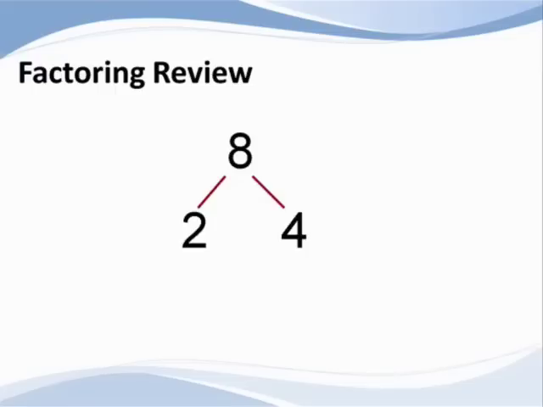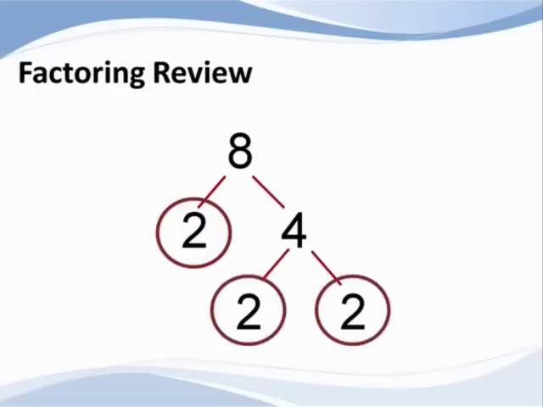8 is equal to 2 times 4. Since 2 is prime, we circle it. 4 can be factored into 2 times 2. Again, both 2's are circled because they are prime. So 8 is equal to 2 times 2 times 2. If you need further review, please go back to the lesson on prime factorization.